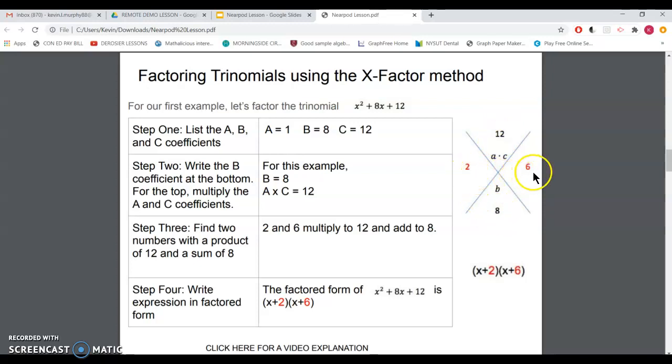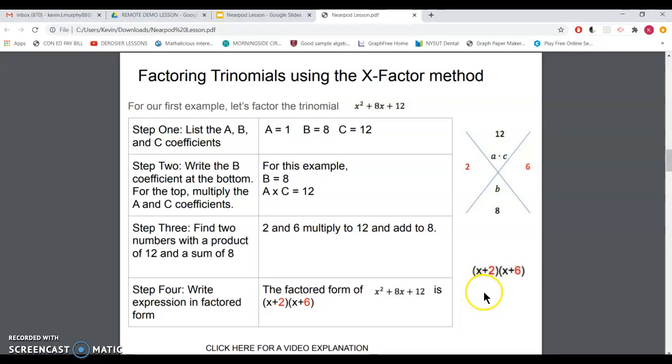So those are the two factors that we'll be using, and you'll always be writing the factors on the sides here. So we got 2 here and 6 here. Two other factors of 12 are 3 and 4, but those wouldn't work in this case because 3 plus 4 is 7, not 8. So you need two factors that multiply to the top and add to the bottom. So we got our two factors here. And the last step is just writing the expression in factored form. So we're going to write it as x plus 2 and x plus 6.